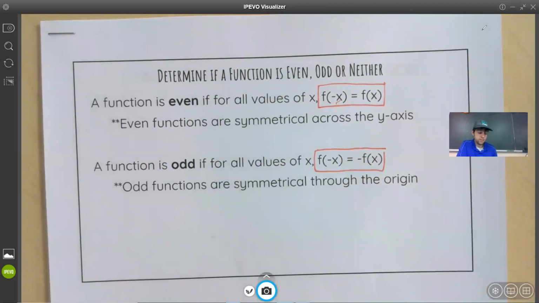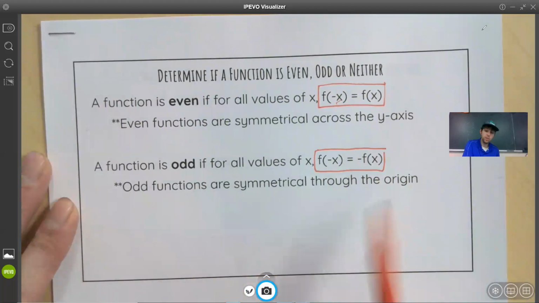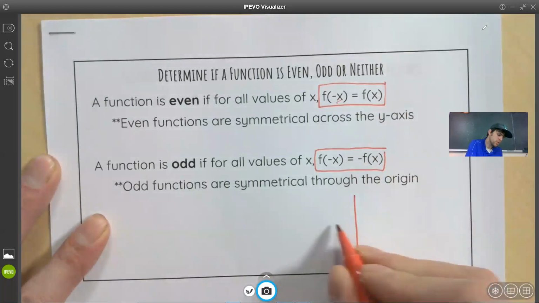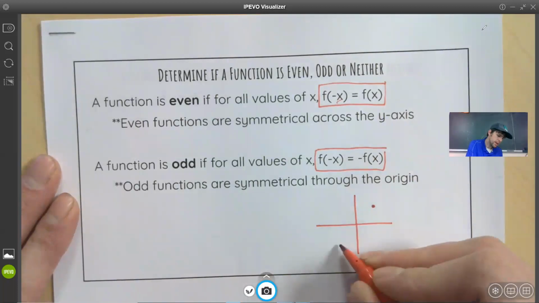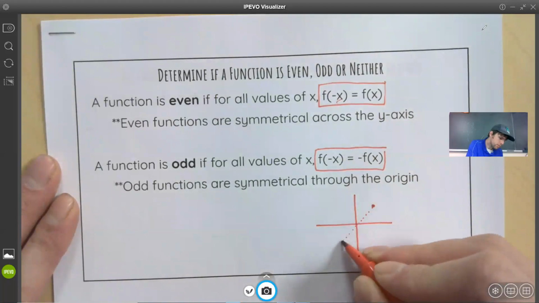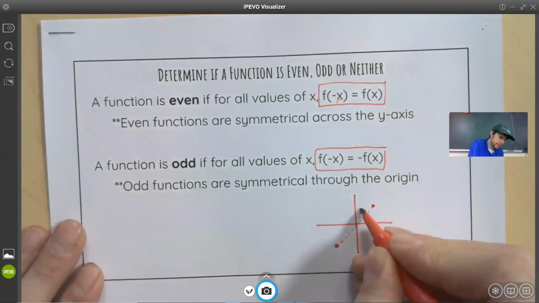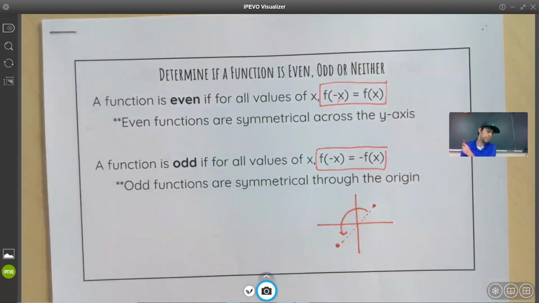Not all functions are going to be even or odd. They could be neither of these. In fact, I would venture to say probably most functions are not even or odd, but it's going to be useful in some cases to know if they are. So odd functions also have a type of symmetry. They're symmetrical through the origin, or some people also say that they have rotational symmetry. So what this means about being through the origin is if we have a point here, then there is going to be a corresponding point through the origin right over here on our graph. That is the same thing as that rotational symmetry. If we rotate it 180 degrees about the origin, we'll find a corresponding point there.